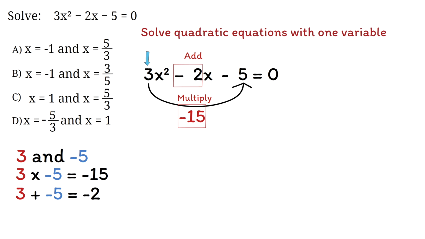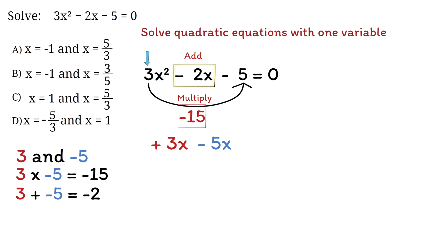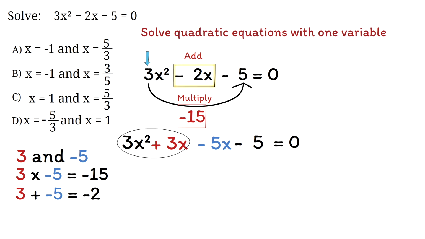Next, we rewrite the middle term using these numbers. Replace -2x with positive 3x minus 5x. At this point, the equation becomes 3x squared plus 3x minus 5x minus 5 equals 0. Now factor by grouping. In the first group, we have 3x squared plus 3x.